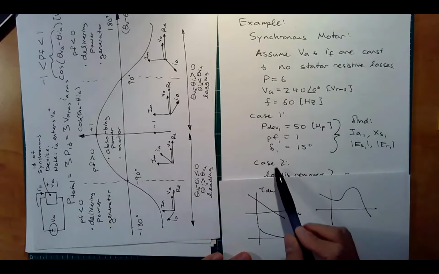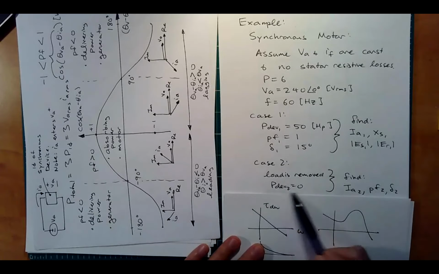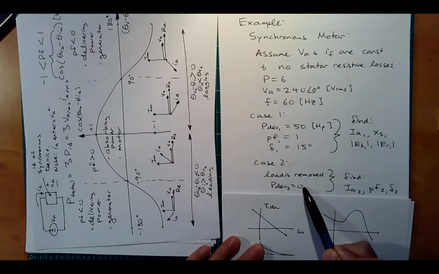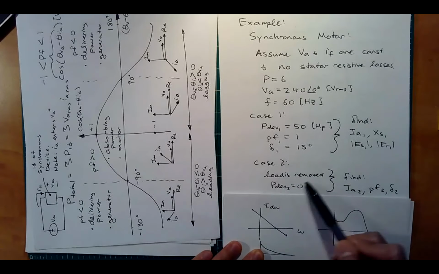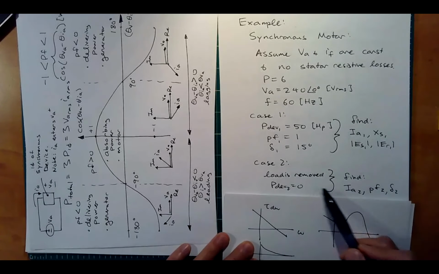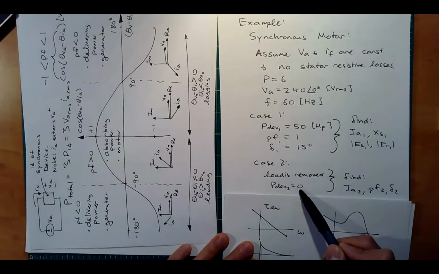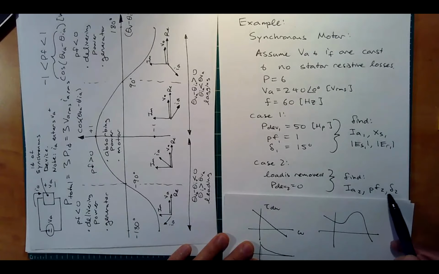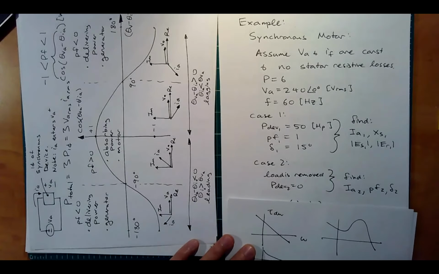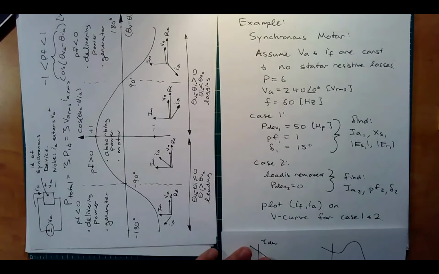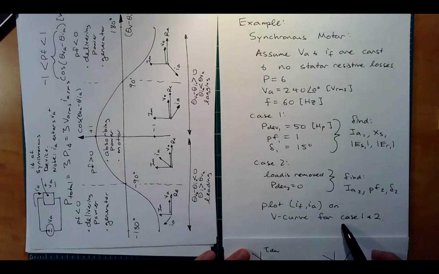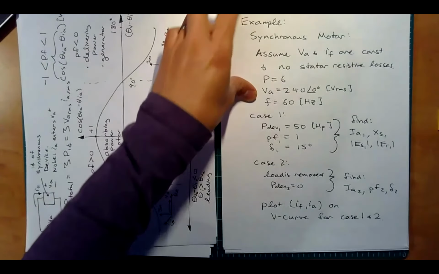Now they have another case where they essentially remove the power. Can we do this in real life? Yeah, it's going to be a little difficult, but this is a toy problem. So they ask, what's the current going to be when you have P developed equals 0, and power factor 2 and delta 2? What are these things? Then plot these on the V curve for case 1 and 2. So let's look at what we got here.